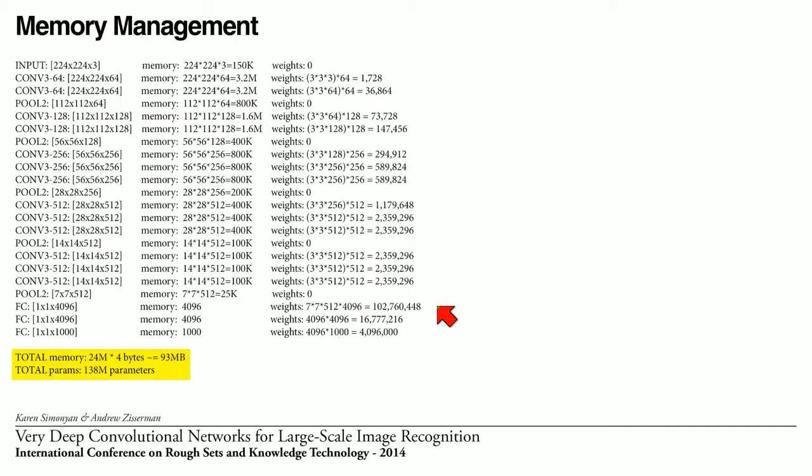Another thing to keep track of is memory usage. So we have here calculated memory usage per single input image. We can see on top here that the input image is 224 by 224, and there are 3 channels. It's an RGB image. And so the total memory here is 24 million floats, and we assume 4 bytes per float, and that gives us around 93 MBs per image. Let's just say 100 megabytes per image.